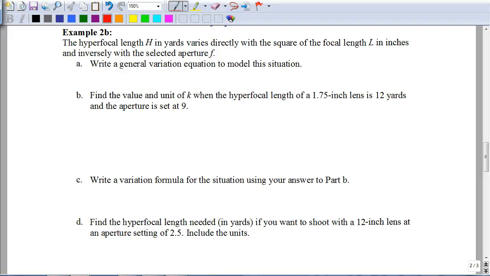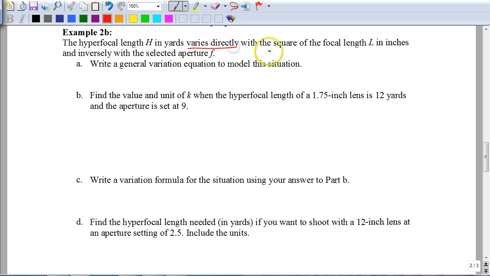So in the first video for this section, we looked at combined variation, and let's look at one last combined variation problem before we move on to talking about joint variation. In this situation it says a hyperfocal length h in yards varies directly with the square of the focal length L in inches and inversely with the selected aperture F. So we need to write a general equation here.